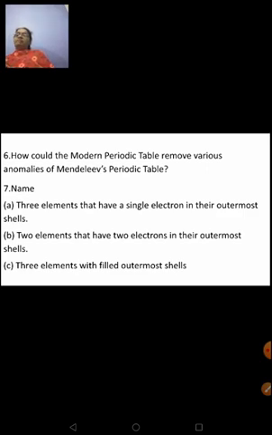Then three elements having a single electron in their outermost shell: lithium, sodium, potassium. Then two elements that have two electrons in their outermost shell: magnesium, calcium. Three elements with filled outermost shell: you can go for neon, argon, xenon. So I'm just giving you a recap of what we have done earlier, but please ensure that you read your textbook thoroughly and develop the potential in yourself to answer such type of questions. I'm just discussing the questions here. I'm not giving the full explanation because it was done earlier.